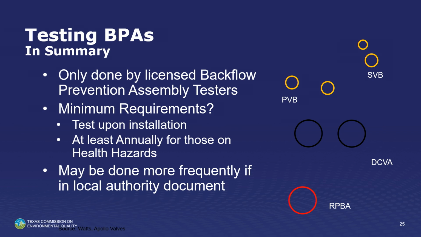The minimum requirements: test upon installation, at least annually for those on health hazards, maybe done more frequently if a local authority endorses. So right now, what I'm seeing, and I kind of agree with this, like your double checks, I've seen them do every 2 years. You know, TCEQ says you just got to do it if they work on it or when installed. But I like the ones that say, well, we don't have to do it annually. That's a little bit too much on some of the low hazard, but we do it every 2 years. We go out there and test them, and I kind of like that myself.